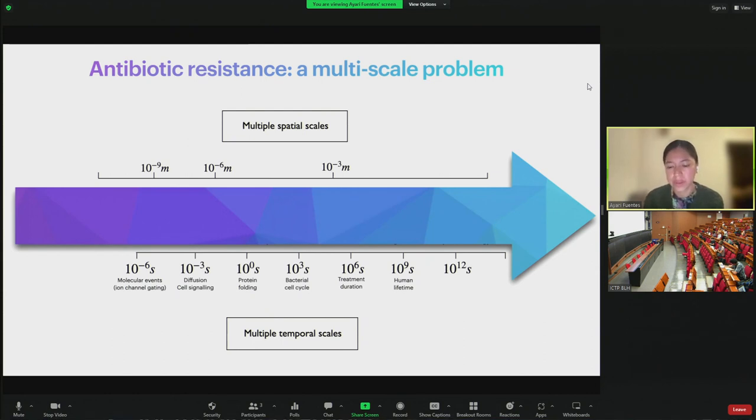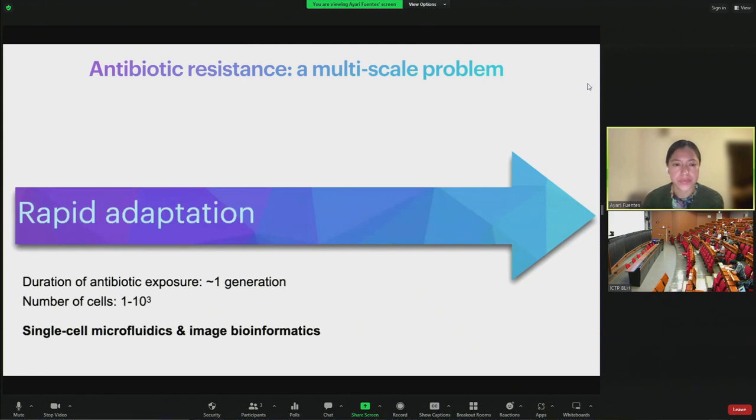What we were interested in is what actually happens at the first pulse of antibiotic that a bacterium can sense. And on the other hand, what happens in evolutionary times, which means weeks or maybe months. The first part of the talk is going to be about rapid adaptation. And by rapid adaptation, I mean we are going to use single cell microfluidics and imaging bioinformatics.